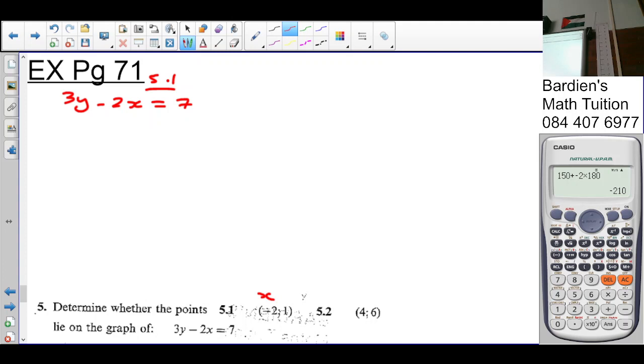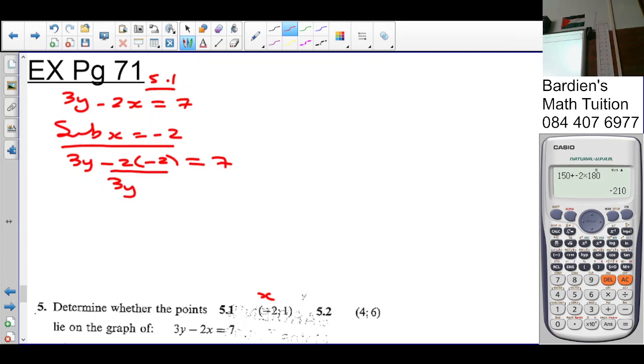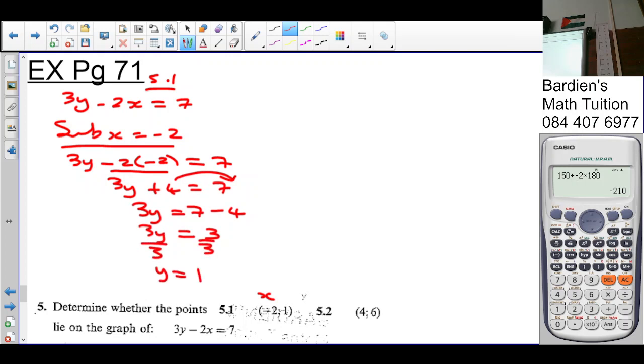So we're going to substitute x is equal to negative 2. So that's going to be 3y minus 2 times negative 2 equals 7. So what's negative 2 times negative 2? Positive 4. You take it over the equal sign, so 3y is equal to 7 minus 4. What's 7 minus 4? 3. Divided by 3, so y is equal to 1. So does it lie? Yes.